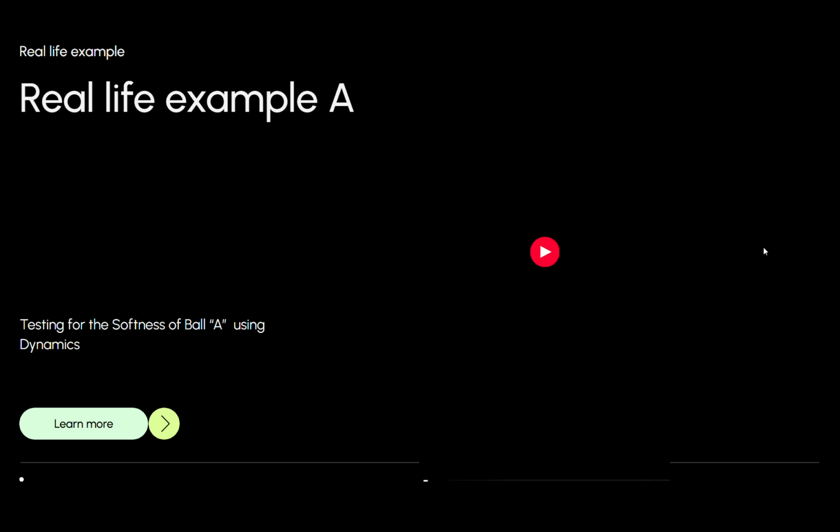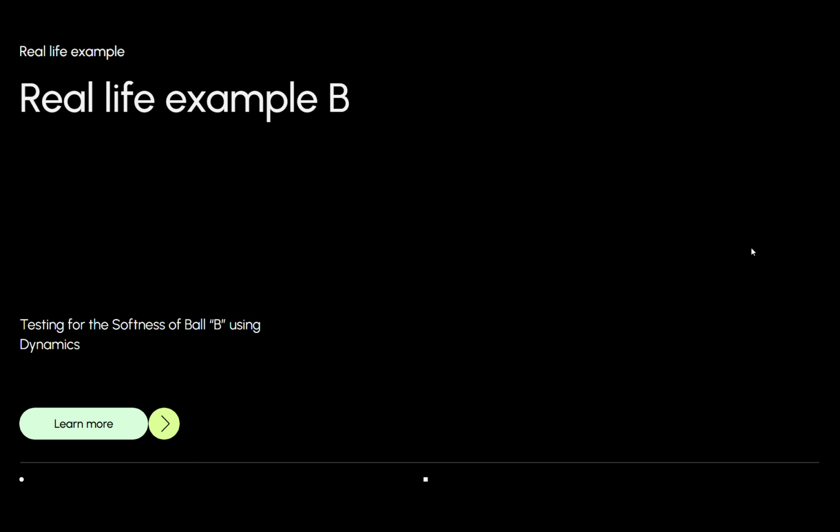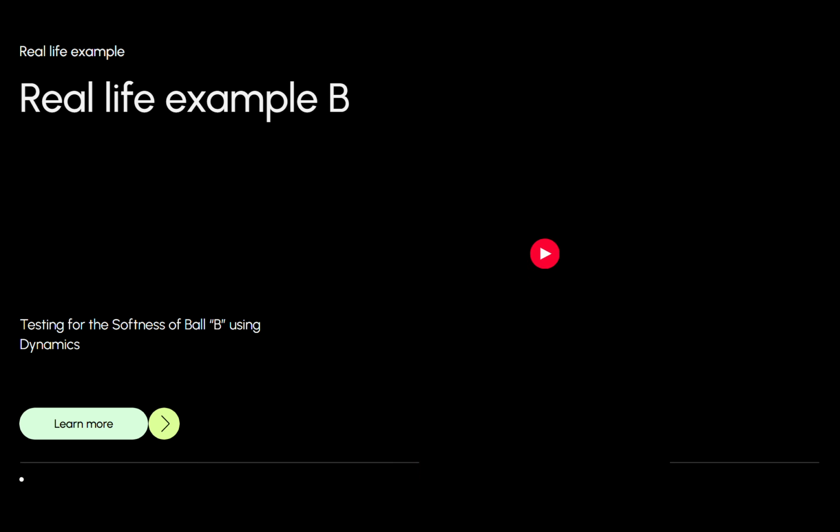This is a short video showing the ball drop test of ball A, showing that it's initially at rest, being dropped, hitting the ground, and then bouncing back up. The same test was done on ball B, showing how, once again, both ball A and B were dropped from the same height, and the video shows them being dropped, hitting the ground, and bouncing back up.